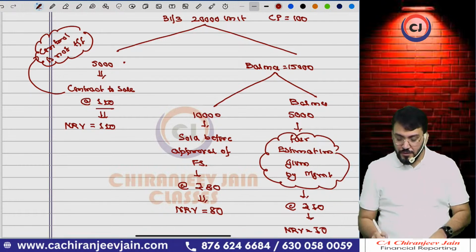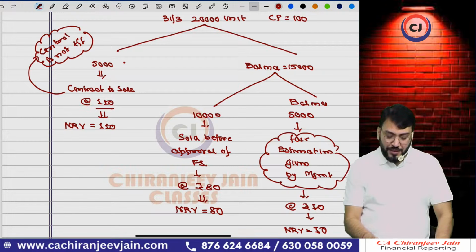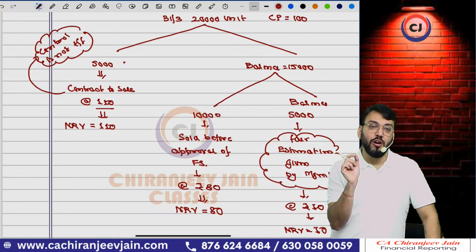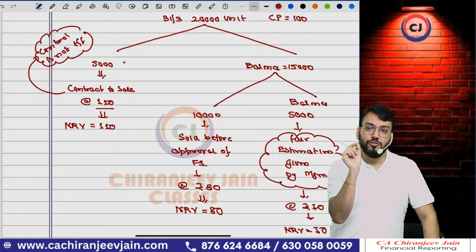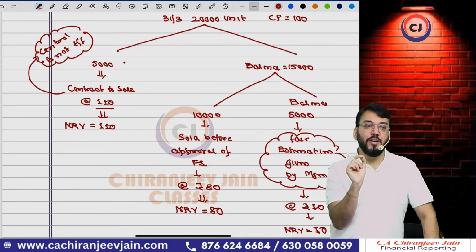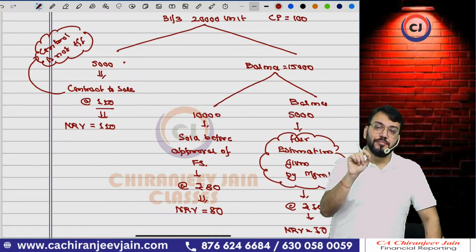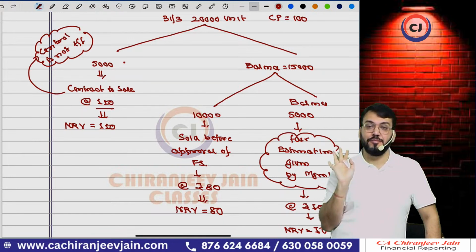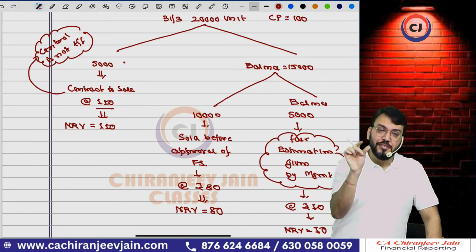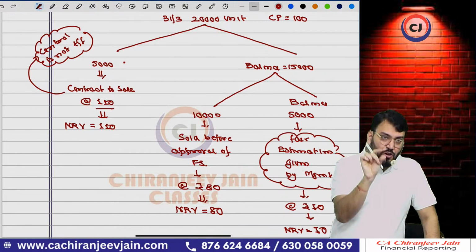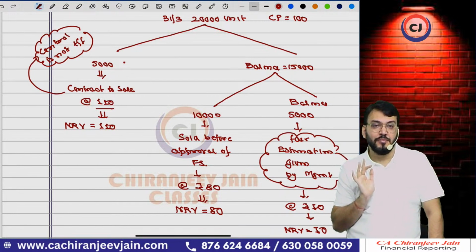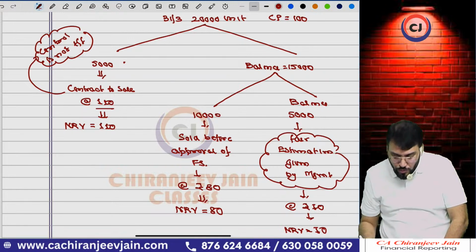Have you understood? This particular point, whatever I have said, is very important for stock audit also. Whenever you do stock audit, always identify those inventories for which a contract has been done but the control has not been transferred. For that, the sale price under the contract will become NRV. For the balance units, we need to do some more assessment.